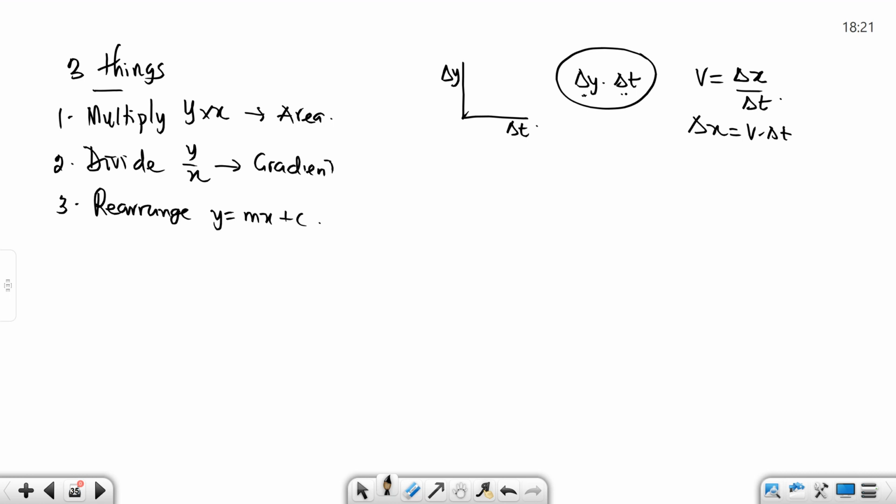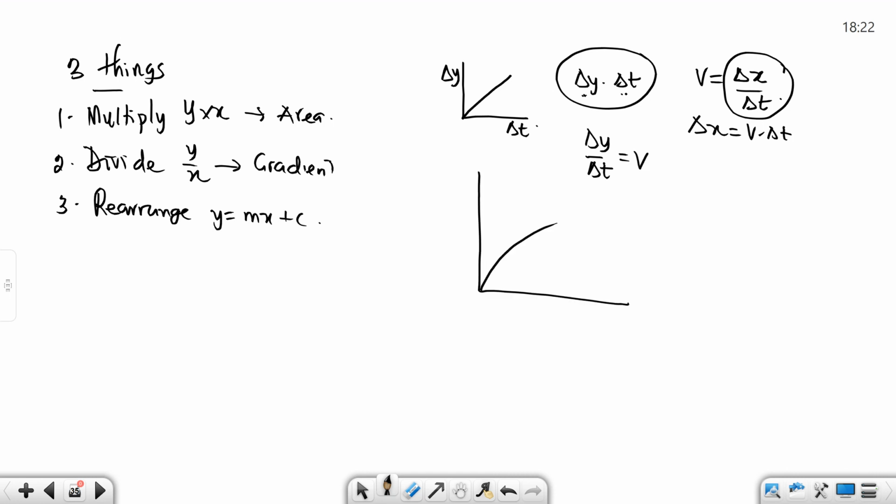Exist. But if I were to find my gradient, what is my gradient? Delta Y over what? Delta T. Does this formula exist? Yes. That's it there. Which is what? Velocity. So even if I have a graph that is curved, this is grade 10 now, we can create a tangent there and find what we call instantaneous velocity. Velocity at one point. Finding the gradient at a point.